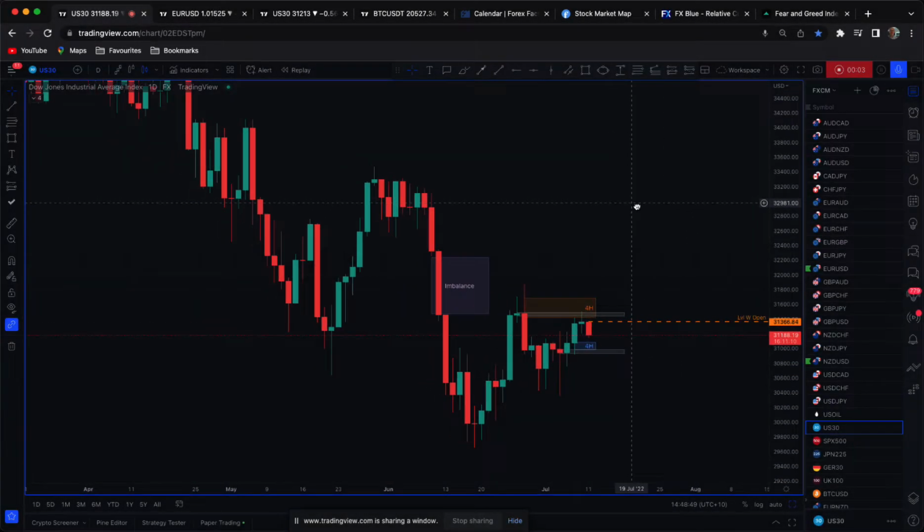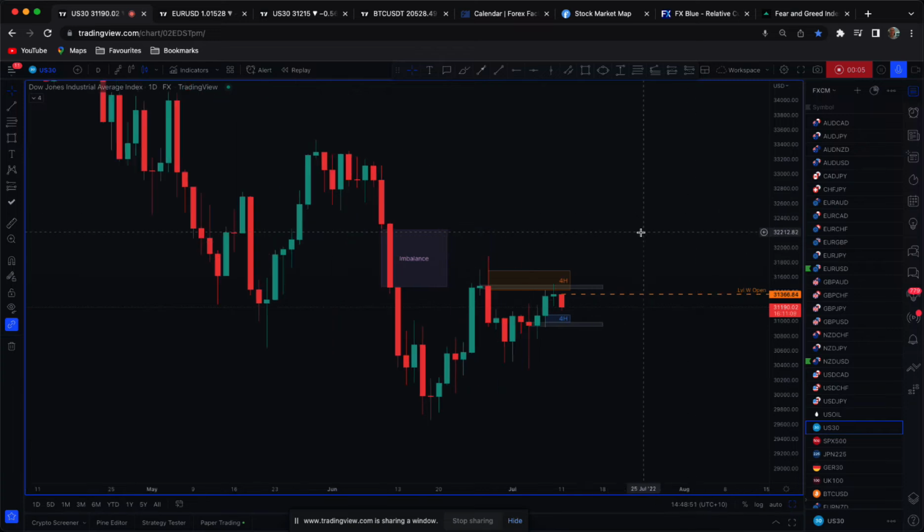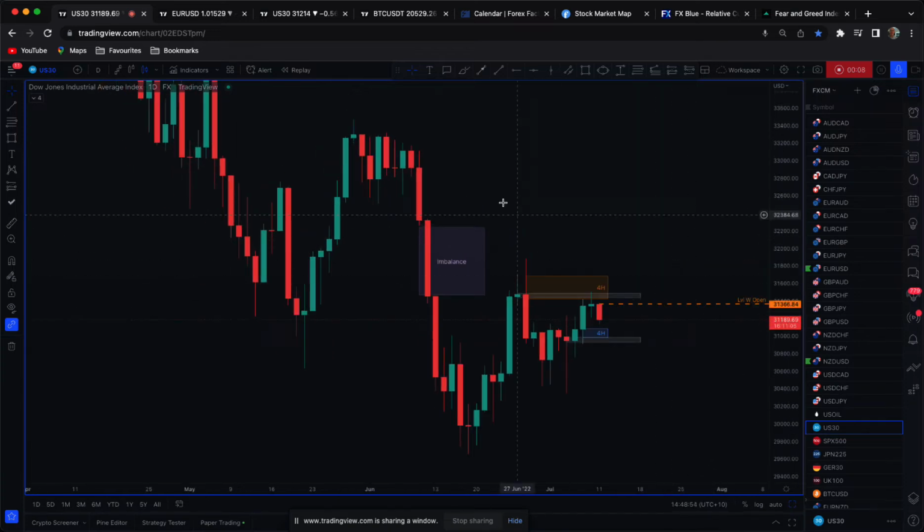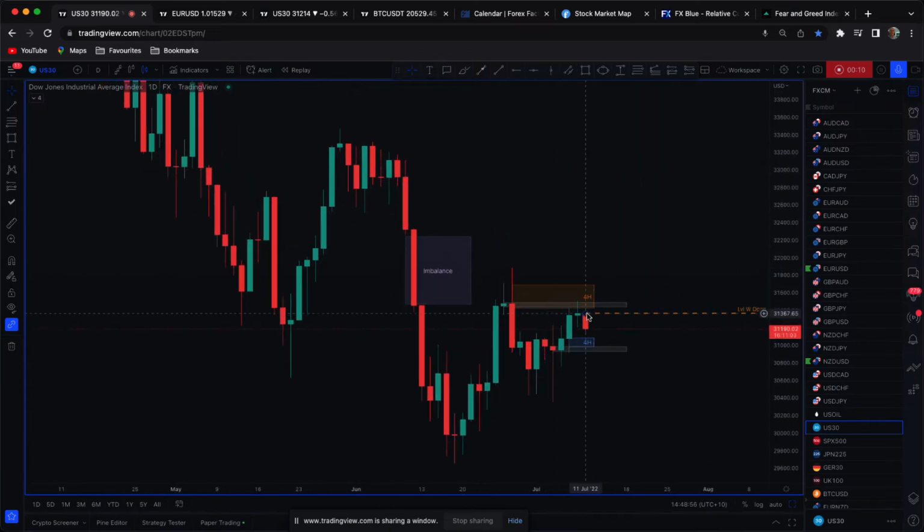Taking a look at the US30, got it open on a daily chart. A couple of things about this chart. I've marked up our weekly open right here. As you can see, level weekly open, this orange line. Keep an eye on that as we move into the week. I'm always interested to see how this trades around this level.